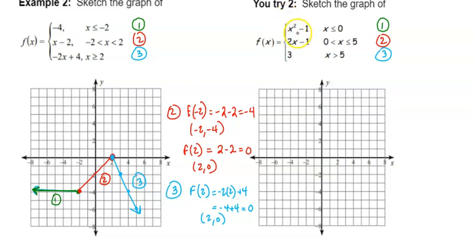Now, hopefully you remember, and I'll just make a quick note here, that for number 1, parabolas have a vertex. This vertex right here is at 0, -1, because it wasn't shifted right or left, but it did get moved down 1. So the vertex of this parabola is at 0, -1.